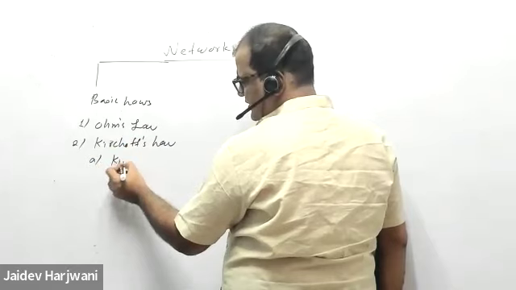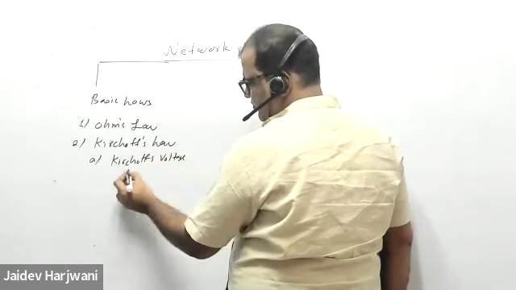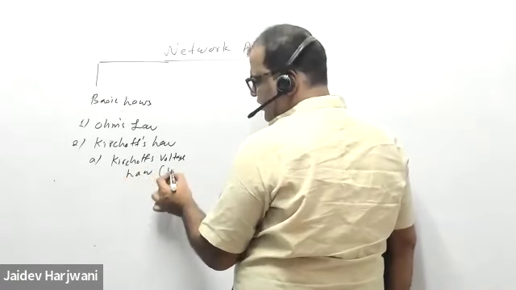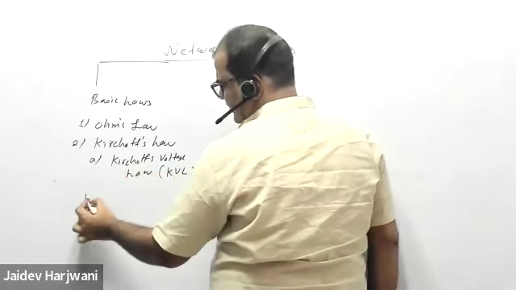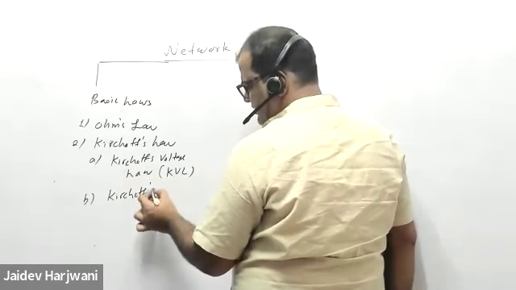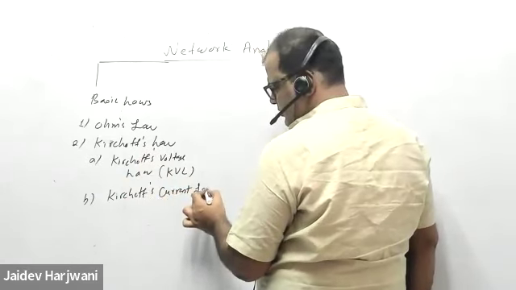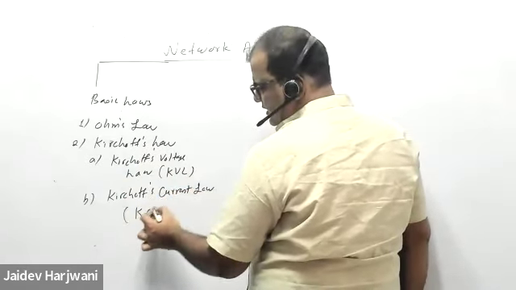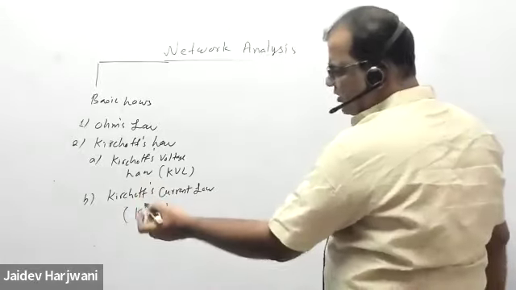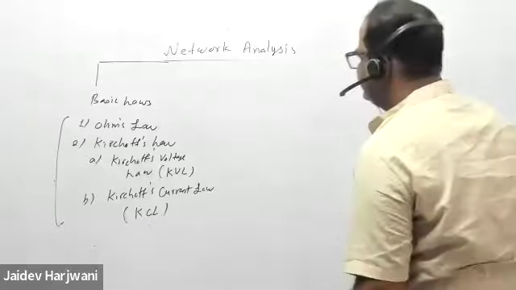First, we'll discuss Kirchhoff's voltage law. In short, we call it KVL. And then we have Kirchhoff's current law, which I call KCL in short. These are the basic laws. Because if a circuit is simple, I can use this method.